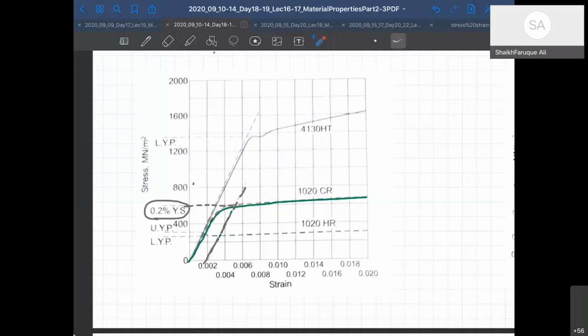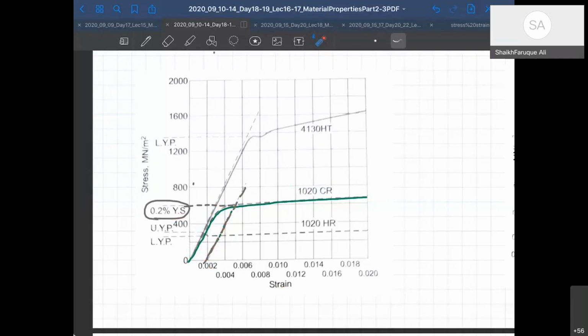So what we have to do is take the 0.2% proof stress. This is your 0.2 strain, strain 0.002. 0.2% is 0.002. So you can draw a line parallel to this tangent, and that cuts here, and that becomes your yield stress. It's called the 0.2% yield stress.